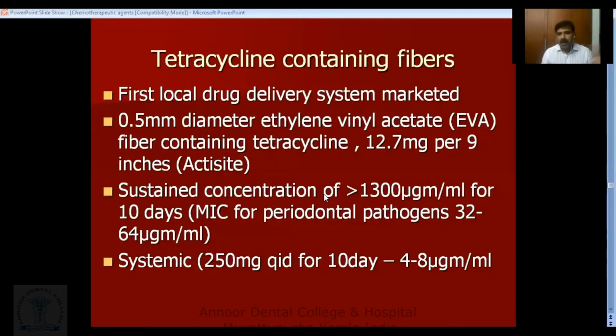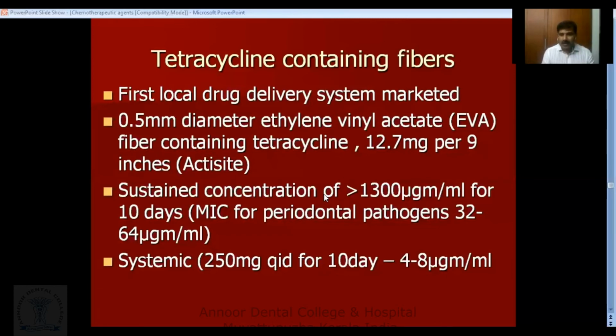Now, the first marketed one, the trade name was Actisite, and it was made up of 0.5 millimeter EVA fiber. EVA fiber is ethylene vinyl acetate fiber. When you take 9 inches of that fiber, it contained 12.7 milligram of tetracycline. And when you place this fiber in a periodontal pocket, the concentration of tetracycline that we achieved within the periodontal pocket was more than 1,300 microgram per ml.